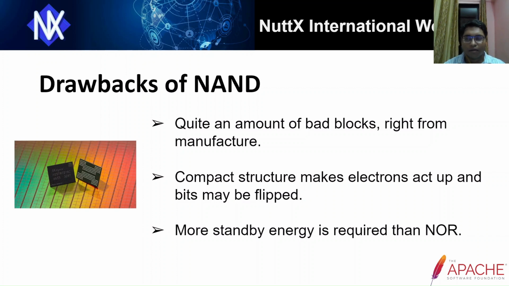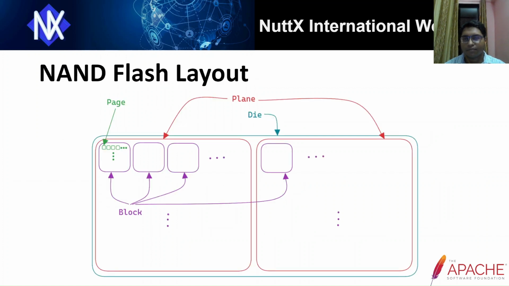Bad blocks are blocks that are no longer fit to store data, and these blocks are not guaranteed for consistency of stored data. So NAND flashes have a high number of bad blocks right from manufacture. Also, its compact structure makes electrons act up a bit, and some of the bits may get flipped, and thus this requires the need for error correction codes. Also, NAND flash requires more standby energy than NOR flashes.